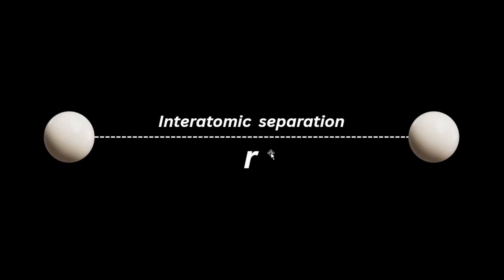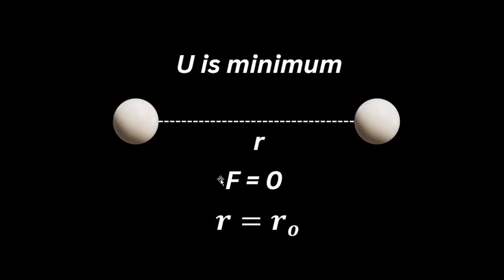Now there is this concept of equilibrium separation distance, where the interatomic force between the atoms is zero. There is no force of repulsion or no force of attraction. And this separation distance at which the interatomic force is zero is called the equilibrium separation distance. In this case, the potential energy between the atoms is minimum. It is negative, but it is minimum. Now, there are three cases here.